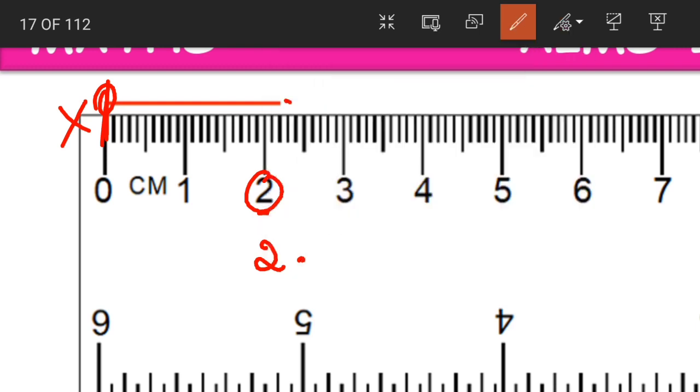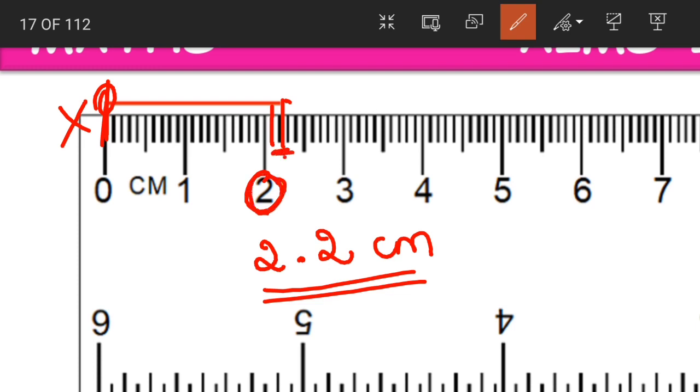After 2, where is it stopping? It is stopping after 2 lines. 1, 2. So the length of our given line segment becomes 2.2 centimeters. Is this clear, children? 2 centimeters and 2 millimeters. We have discussed this in the previous class already.